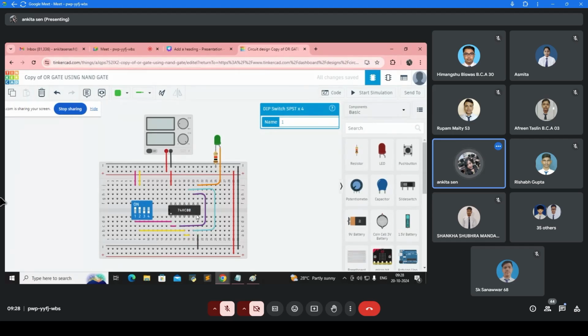This is the ground, already grounded. Next is input 3A, 3B, and the output 3. This is the third set of NAND gate. This is 4A, 4B, output 4, the fourth set of NAND gate, and this is the power, correct? So this you are already familiar with. And this is the power supply. That's all I have told you.